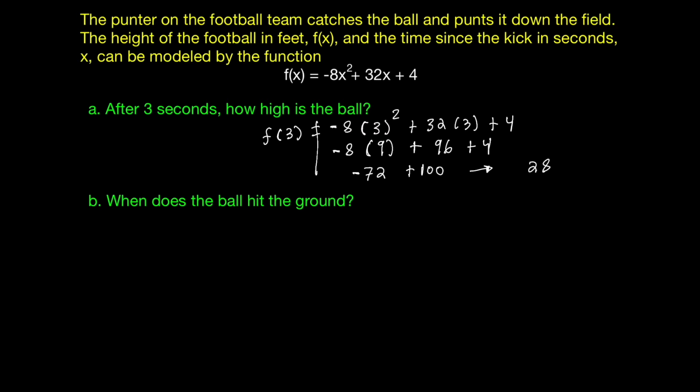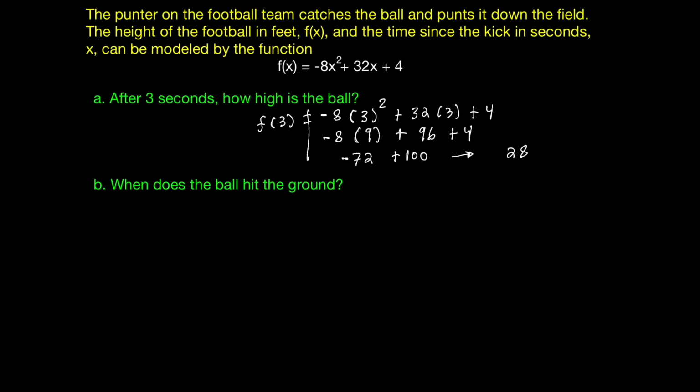Let's look at part B. When does the ball hit the ground? In order to address part B, when does the ball hit the ground, we have to solve for the x-intercept. That means that we're going to have to set the equation equal to 0. So here I'm going to grab negative 8x squared plus 32x plus 4 equal to 0, and now I'm going to solve for x.